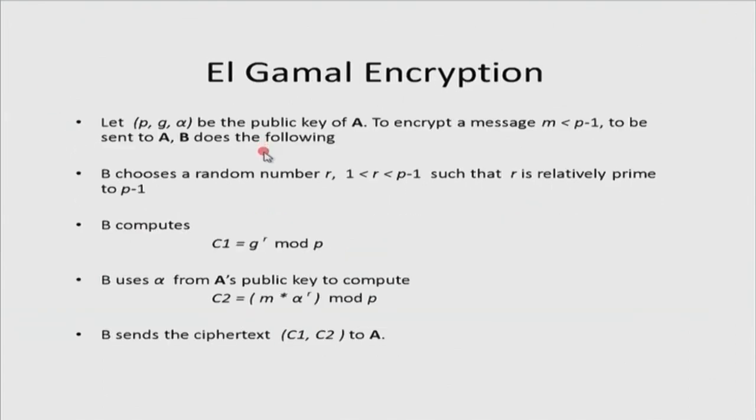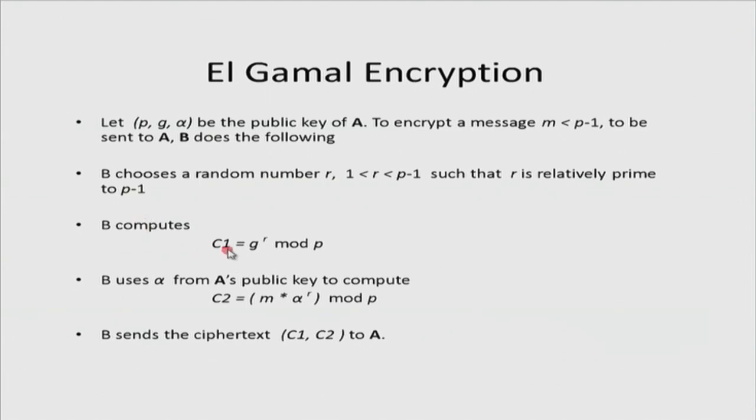Now let's see how encryption would work. ElGamal encryption, where we make use of this idea of the discrete log. So once again, P, g, and alpha is the public key of A, this triplet. To encrypt a message M to be sent to A, B wants to send this message encrypted with her public key. He wants to send it to her. So what he does is he chooses a random number r lying between 1 and P minus 1. For security reasons, that number has to be relatively prime to P minus 1. You can show that if you don't have this condition satisfied, there could be a security lapse.